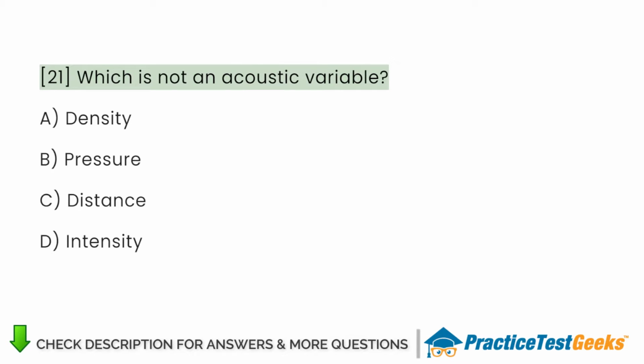Which is not an acoustic variable? A. Density. B. Pressure. C. Distance. D. Intensity.